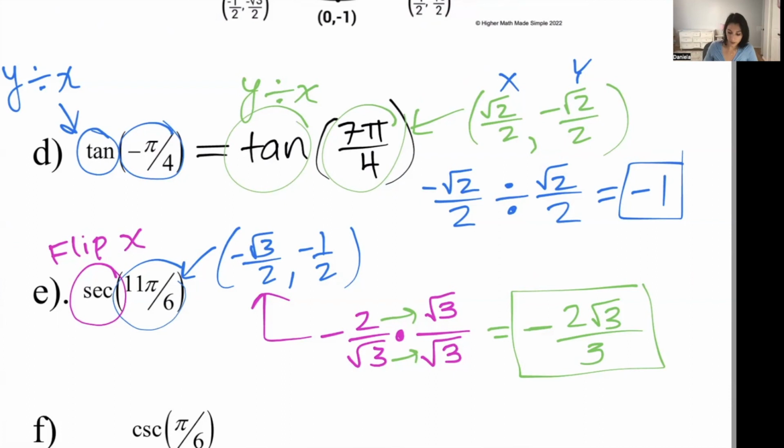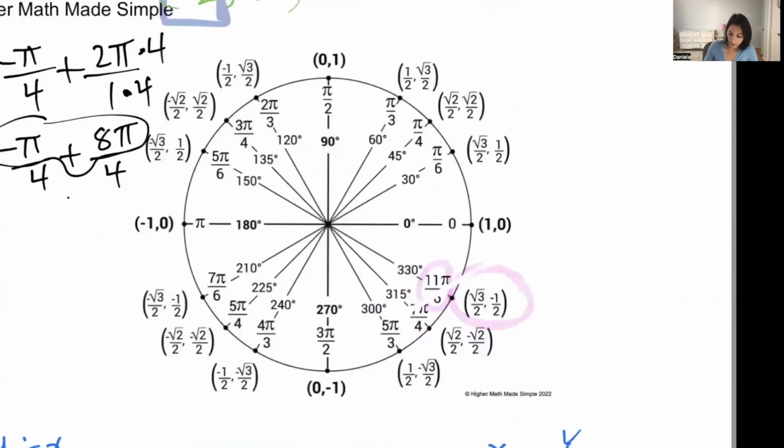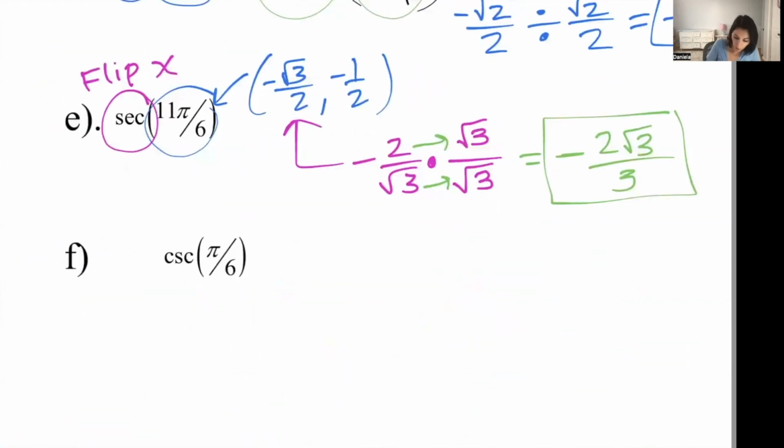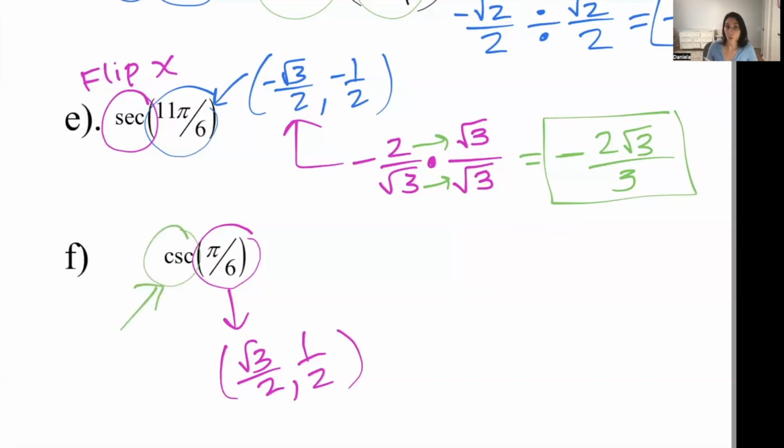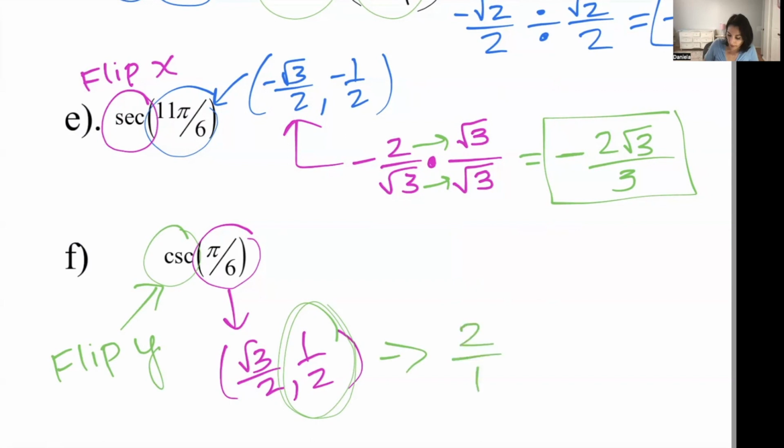Cosecant of pi over 6. Okay, good. So pi over 6 is on the unit circle. The pi over 6 tells us we are looking at positive square root of 3 over 2, 1/2. This right here is telling us to flip the y value, because it's the reciprocal of the sine function, and sine is y. So this is what we're flipping. Flipping 1 over 2 is 2 over 1, and 2 divided by 1 is just 2.